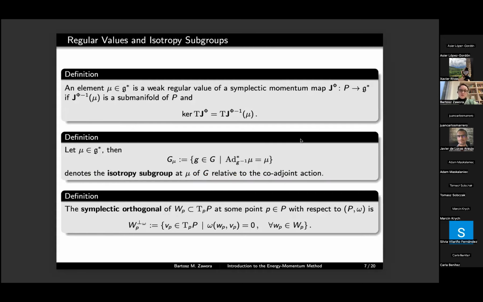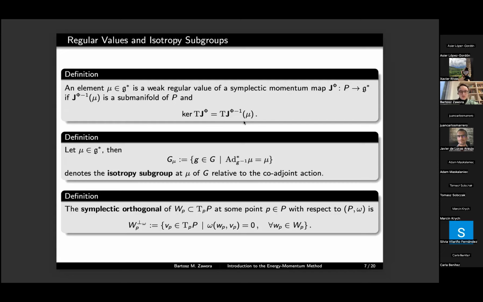The level set of the momentum map is a submanifold of the initial symplectic manifold. To make sure that it's a submanifold, we require that the element mu in g star is a weakly regular value of the symplectic momentum map, which basically means that the level set is a submanifold and this relation holds, which is sort of natural.